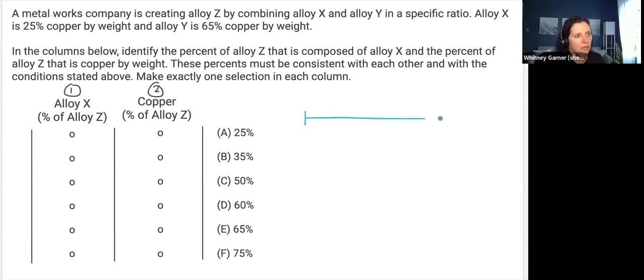I've got a line where I've got X is the lighter copper, Y has more copper. X is 25% copper by weight, Y is 65% copper by weight. And they don't give me anything else. They don't tell me how much of either. They don't tell me what my outcome is. So the question becomes, how am I supposed to answer this?